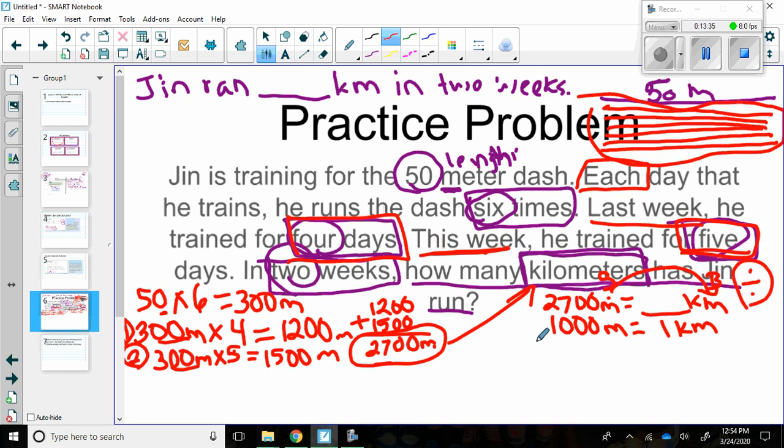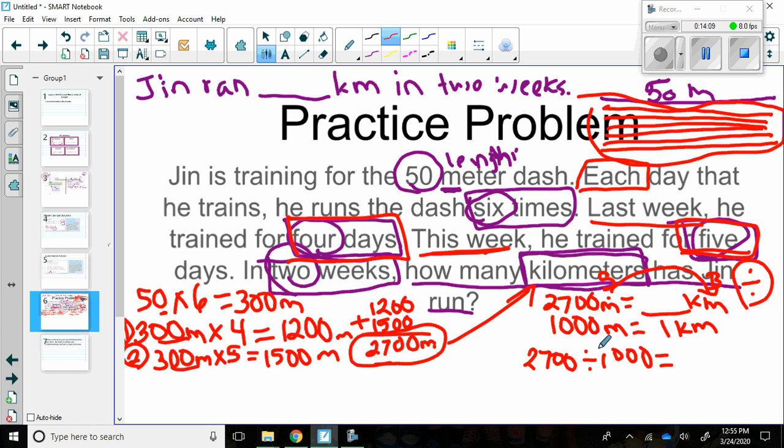So now that I know I need to divide, I have my problem. Step 4 is solve the equation. 2,700 divided by 1,000 equals. So remember, I'm working with 2,700 meters. I'm dividing it by 1,000 because I know there is 1,000 meters in 1 kilometer. So that's how I'm going to solve it.